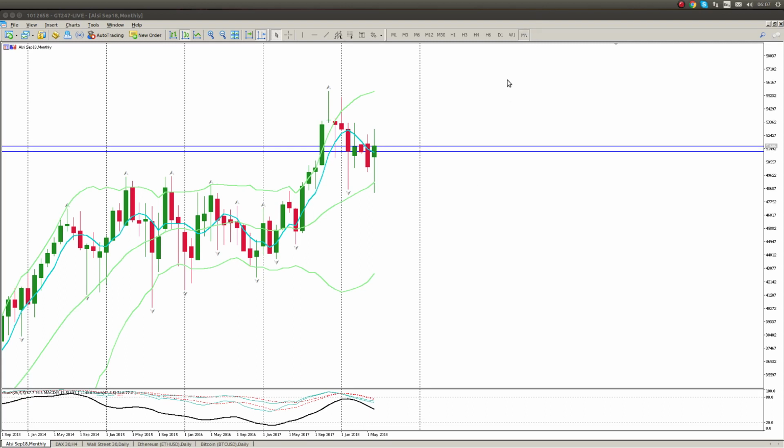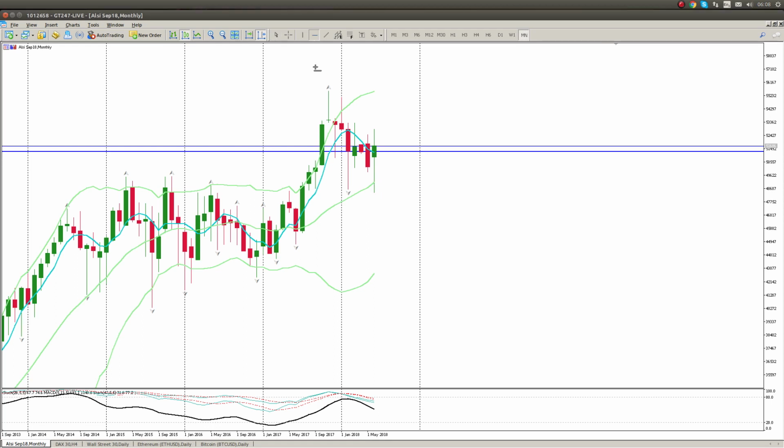So I've got the monthly view up quickly to see how the month closed off. And we can see we ended up with a bit of a range bar, a little bit of still indecision, I would say. It's not really clear cut as to who's in charge, whether the bulls or the bears are in charge. But we did bounce off the 20 moving average on the monthly.